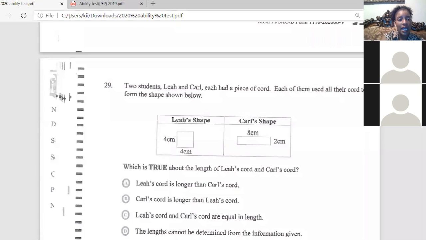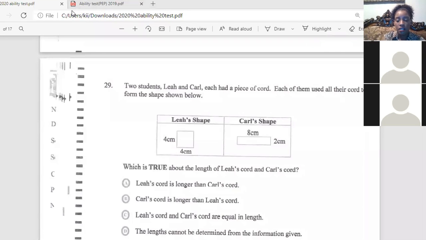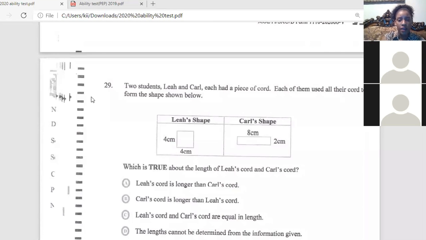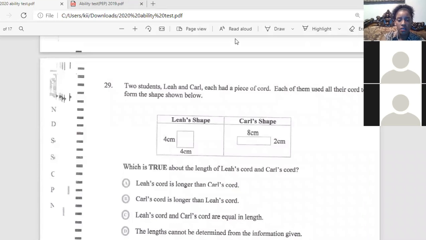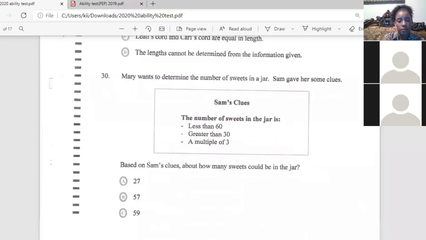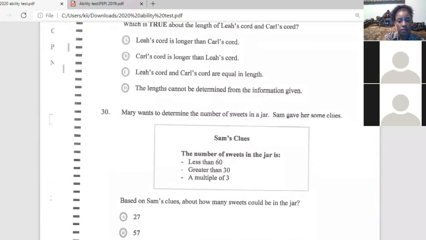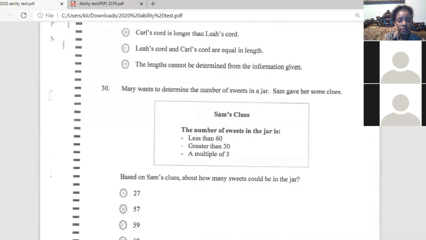For number 29. All right, before I come to number 29, let me scroll down, because I wanted to look if there was a similar question to what I saw on the 2019 paper.